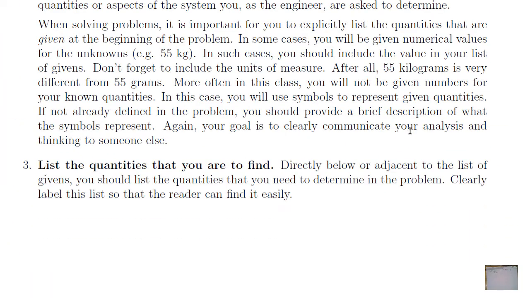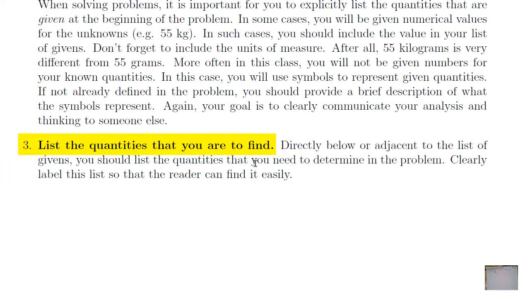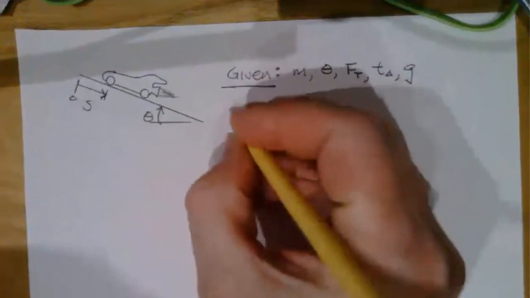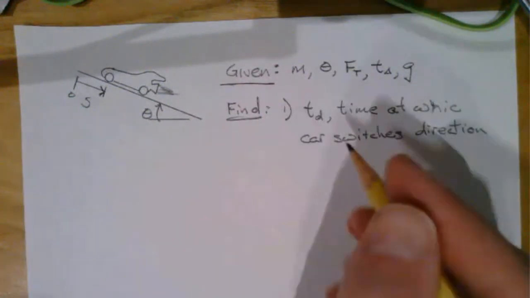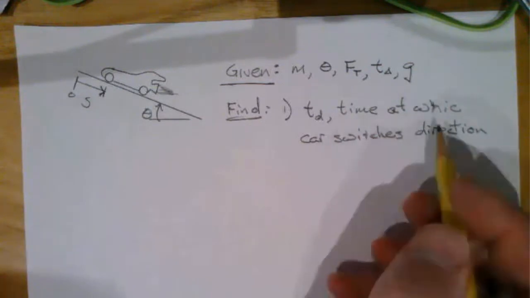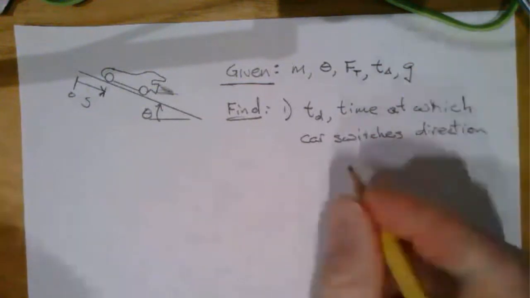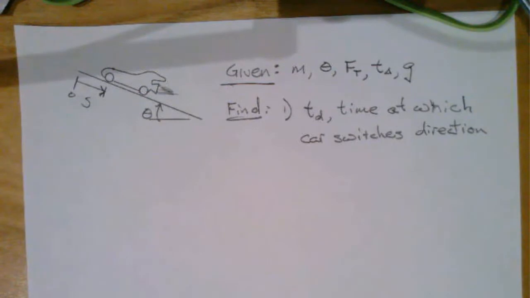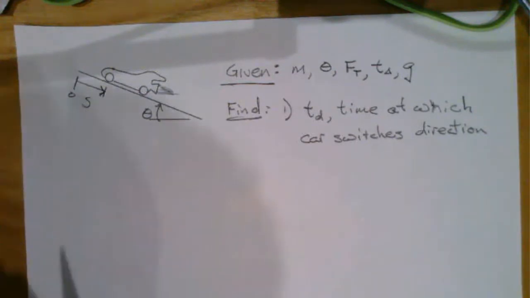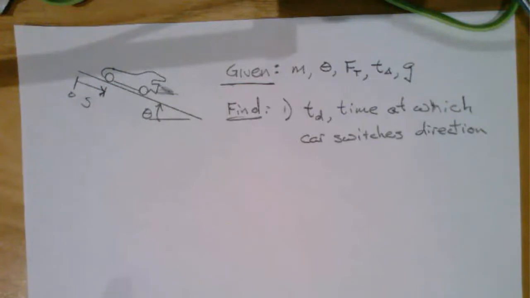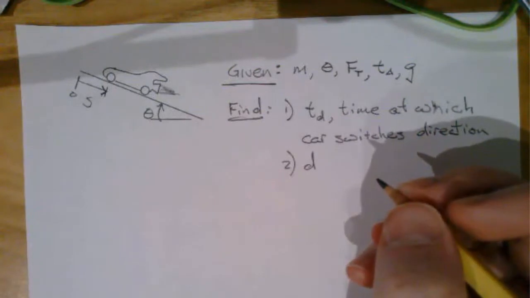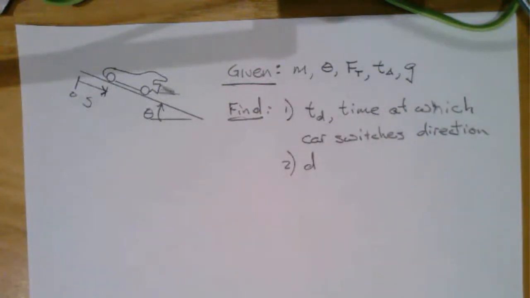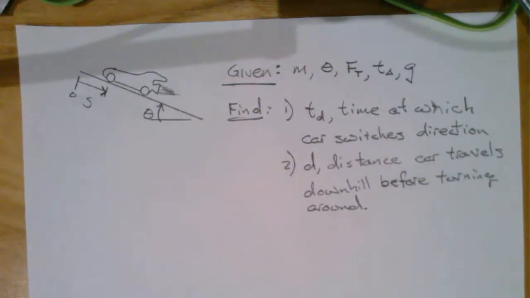Then furthermore, the next thing we need to do is list the quantities that we are to find. All right, so go back over here. What I want to find. So one of the things we're asked to find is something I'll call TD, which is the time at which the car switches its direction. Before TD, it's heading down the hill. After TD, it's heading up the hill. At TD, it's switched from going downhill to uphill. Now, secondly, I want to find this other quantity I'm going to call D. That's the total distance the car travels downhill before turning around and heading back up again. All right, so there's that one.